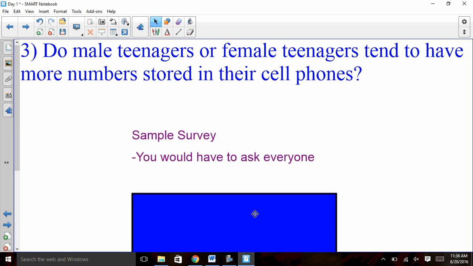If not, you're going to have to attempt to count all of their contacts in their phones without them watching. You can't really test it because you're not saying, is it going to be male or female? You're not going to say males have it versus females have it. You just want to know this answer. You want to know the specific answer, so therefore it's a sample survey.